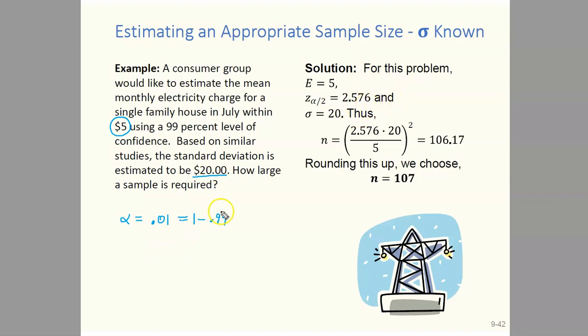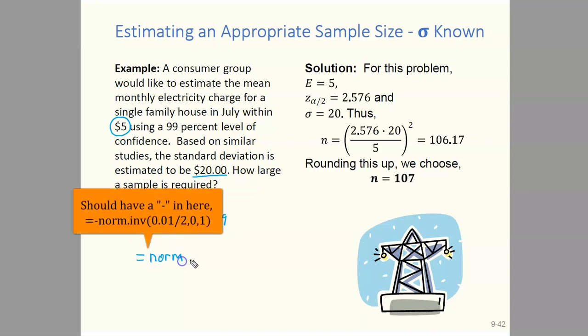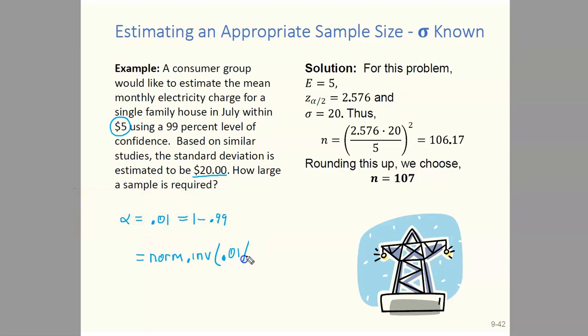You can look that up in the table that we saw previously, or you can use Excel to calculate this. Just like we did previously, you would just type in norm.inverse, and you would use 0.01 over 2 as your first parameter, 0, 1. Type this into Excel and you'll see that you get back 2.576, so that's our Z alpha over 2.